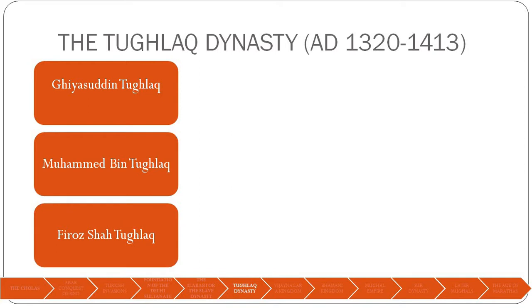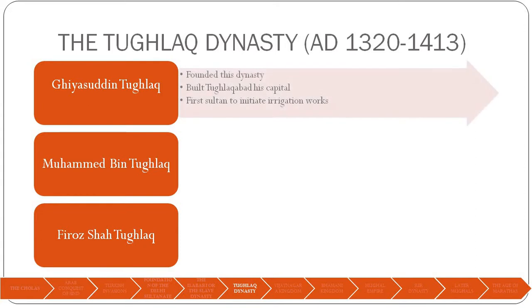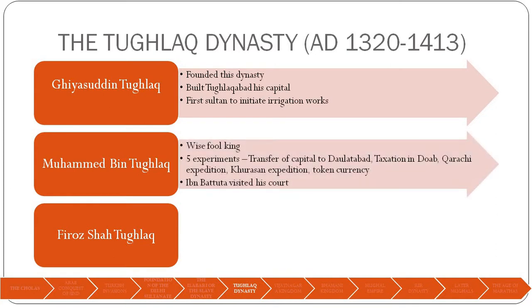Talking about Ghiyasuddin Tughlaq, he was the founder of the Tughlaq dynasty who built the fortified city of Tughlaqabad and made it his capital. He was the first sultan to initiate irrigation works. Muhammad bin Tughlaq was called the wise fool king on account of 5 of his experiments, namely transfer of capital to Daulatabad, taxation in Doab, Karachil expedition, Khurasan expedition, and lastly the token currency. The famous traveller Ibn Battuta visited his court.